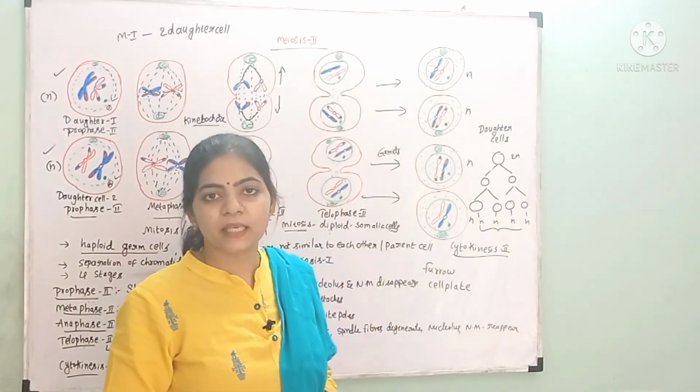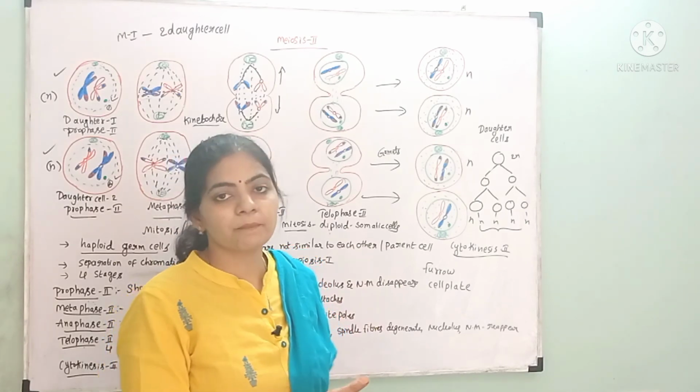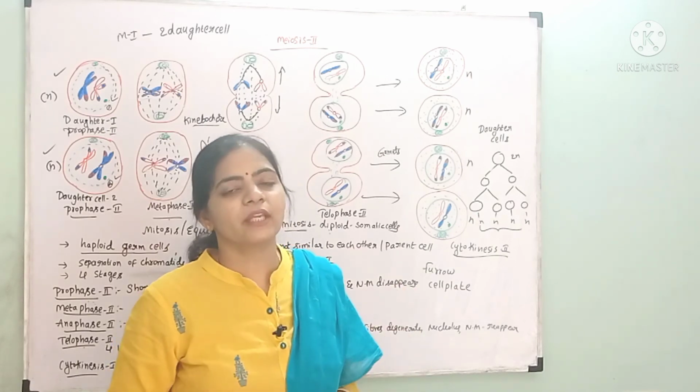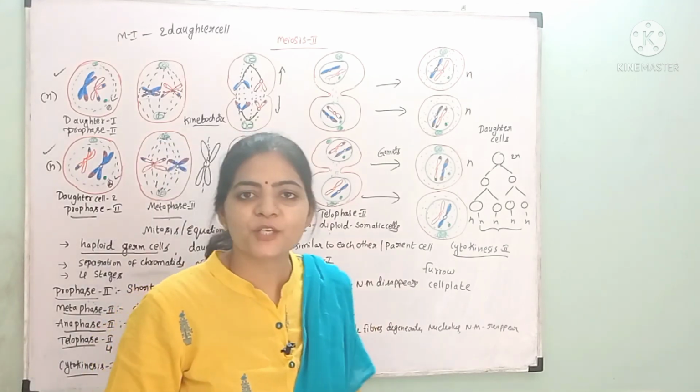we can call them gametes, because they participate in sexual reproduction. If it is a male, we can call them male gametes. If it is a female, we can call them female gametes. Like this, we have completed meiosis 2.